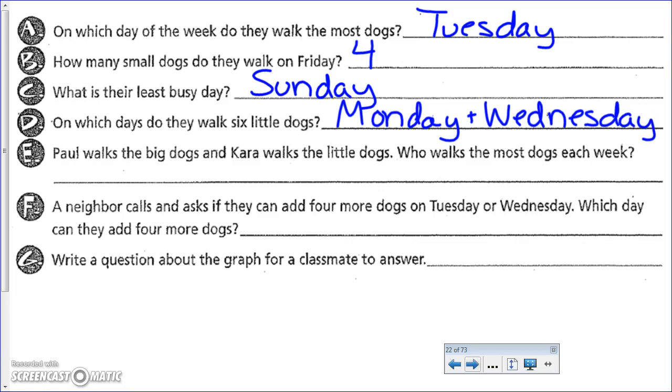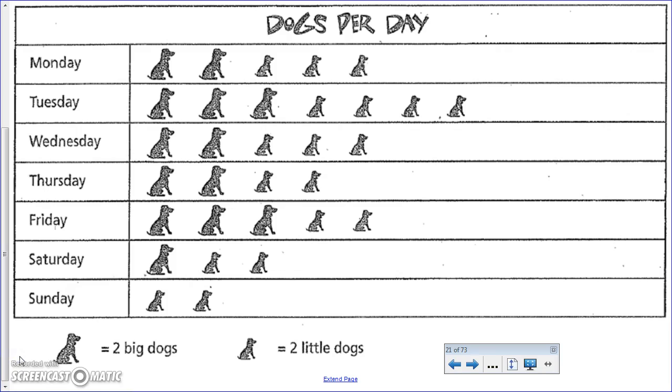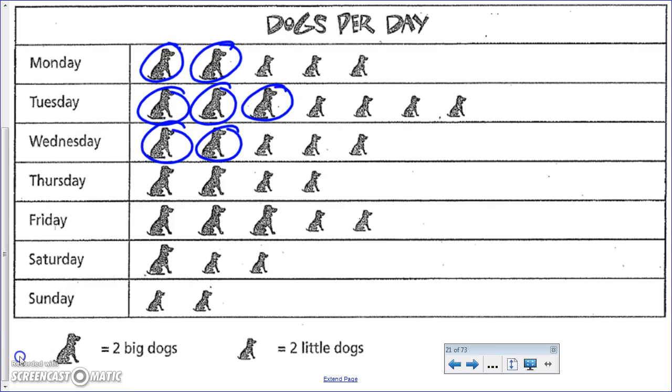Question E. Paul walks the big dogs and Kara walks the little dogs. Who walks the most dogs each week? So first we're going to look at all the big dog pictures and figure out how many Paul walks. So I'm going to go through and circle each of the big dogs. As you can see, we have circled 13 pictures of big dogs, which means Paul walks 26 dogs.